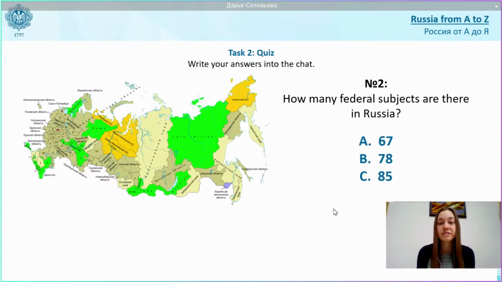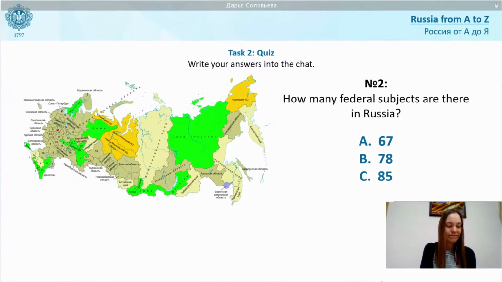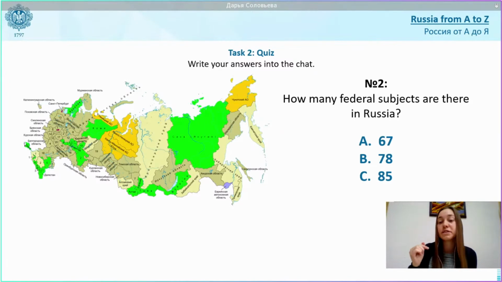How many federal subjects? Федеральные субъекты, right? Federal subjects. You can look at the picture, maybe it will help you. Maybe not, because you won't be able to count all of them, right? So just try to guess. And write your answers into the chat. Write number 2 and A, B, or C. And now, let's move on to the next question.